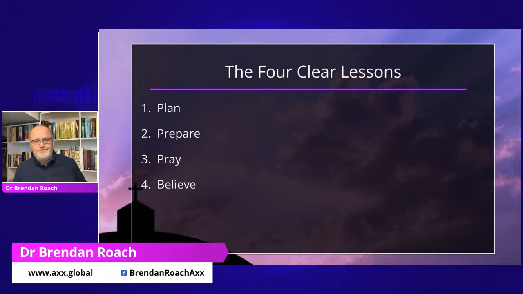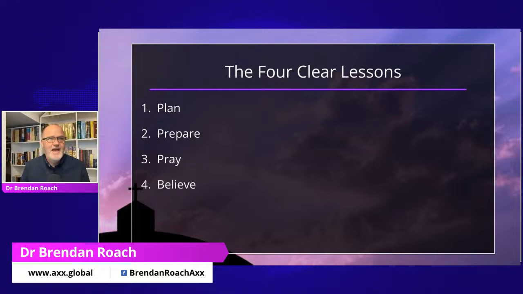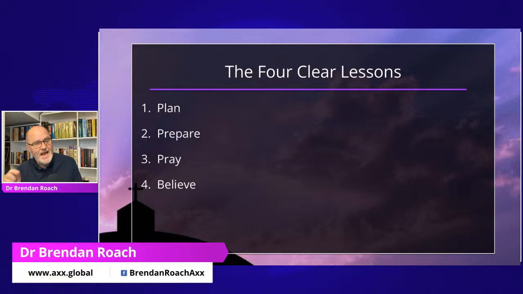So finishing up our lesson for today, we can see that we've got 4 clear lessons, 4 things that we need to do. We need to plan, hear from God, plan what we're going to do. Then we need to get wise counsel. We need to prepare. We need to actually put some effort into it, not just expect God to do everything for us. Then we need to pray for God to intervene for the miraculous, and then believe that God hears our prayer and believe for the actions to happen.